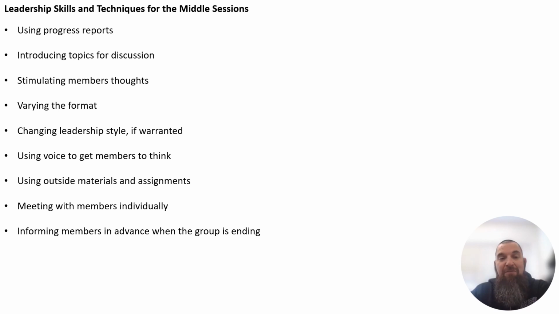We need to make sure that we vary the format. You guys know, just like anyone else, when we tend to do the same exercises over and over again, we're going to lose people. So we want to try to change the format up, not only just within maybe the fourth, the fifth, and the sixth session, but even within those individual sessions. I'm going to give you guys an example of that just in a second.